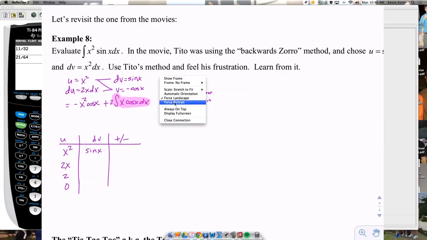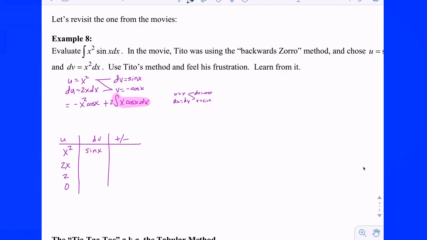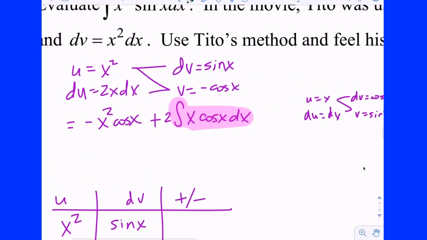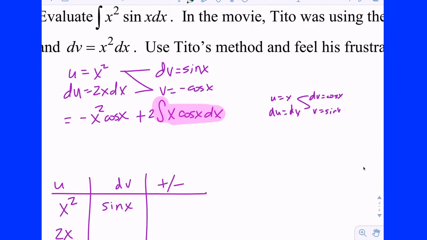So looking at example 8 from the notes, we decided that if we were going to do the Zorro method, we would have this little nested Zorro method here that we'd have to do off to the side, do it again, bring it back in the fold, and it was too complicated.